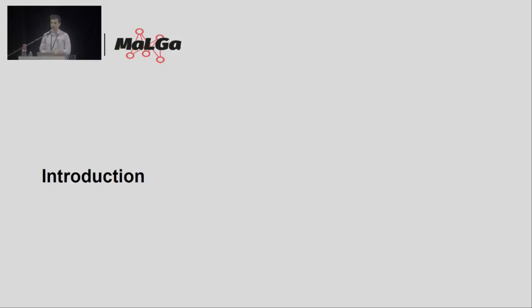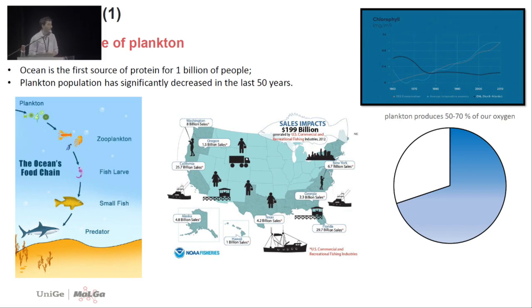Let me start with a brief introduction. Why is plankton important? Ocean is the first source of protein for 1 billion people, with a fundamental social and economic impact. Plankton is at the basis of the marine food chain. Also, phytoplankton has produced 50 to 70% of our oxygen. So changes in plankton ecology may have rippling effects in global climate, as well as deep social and economic consequences.